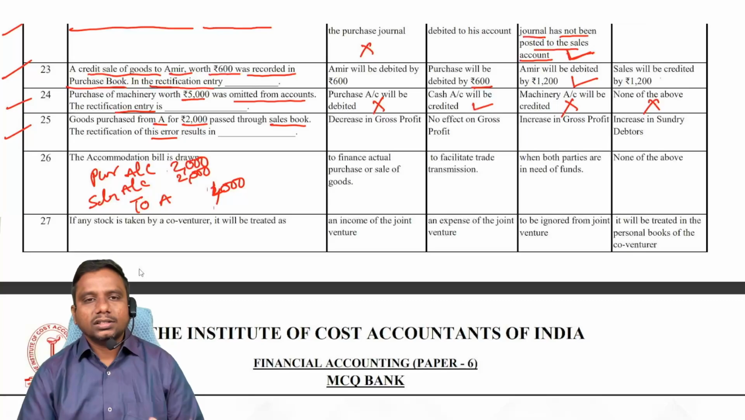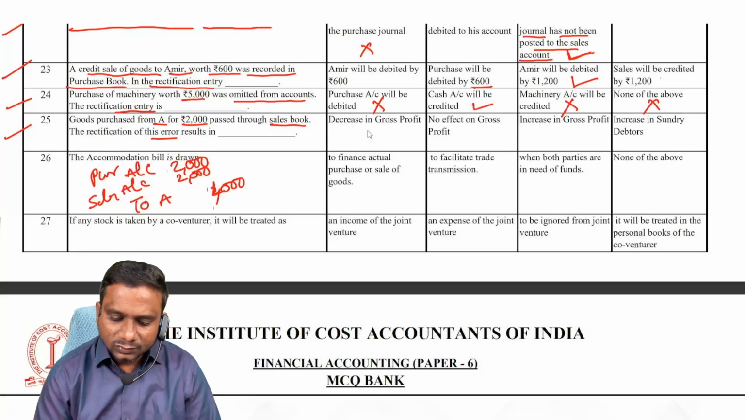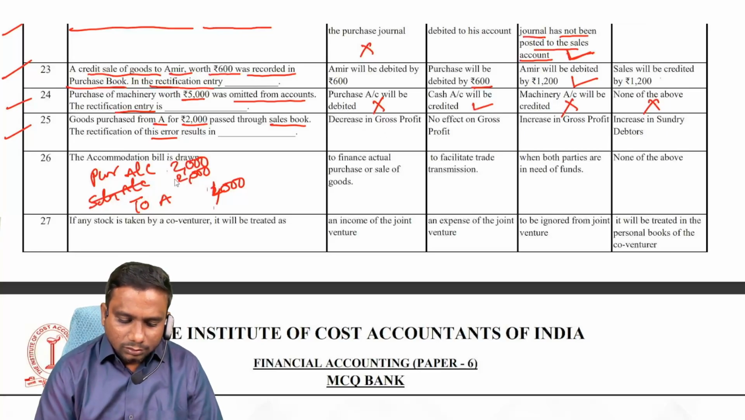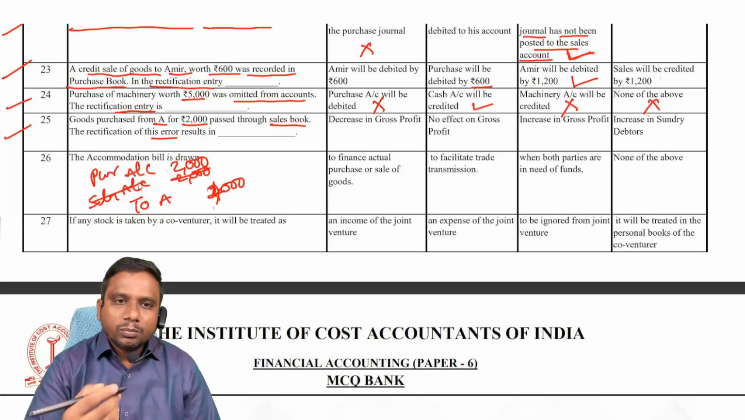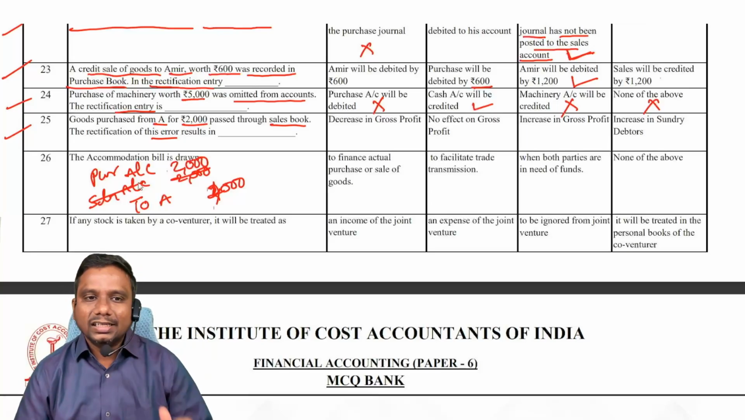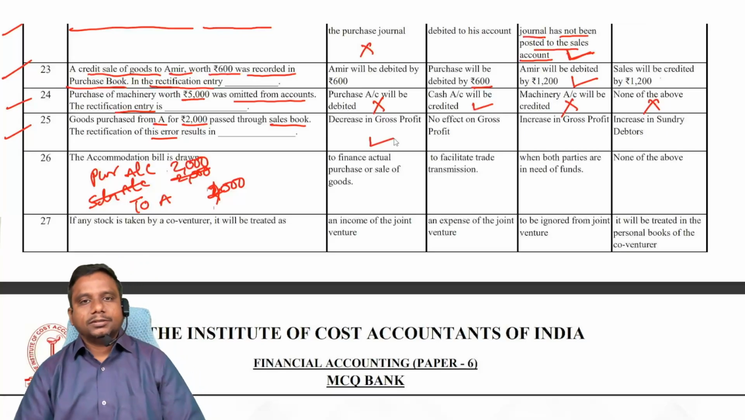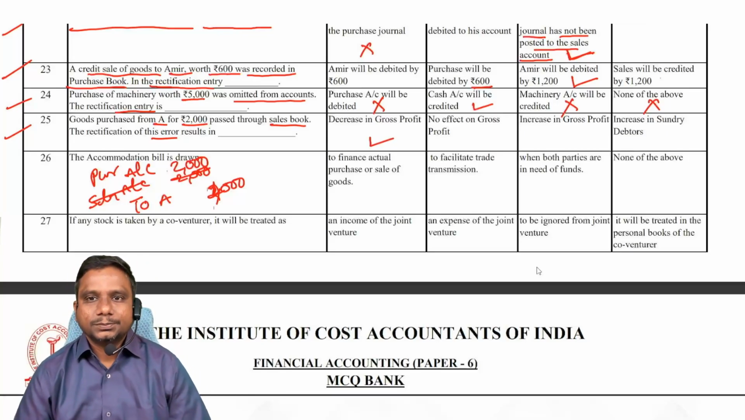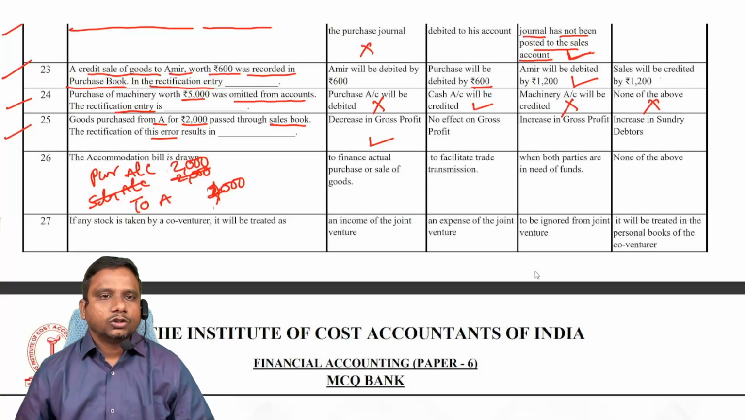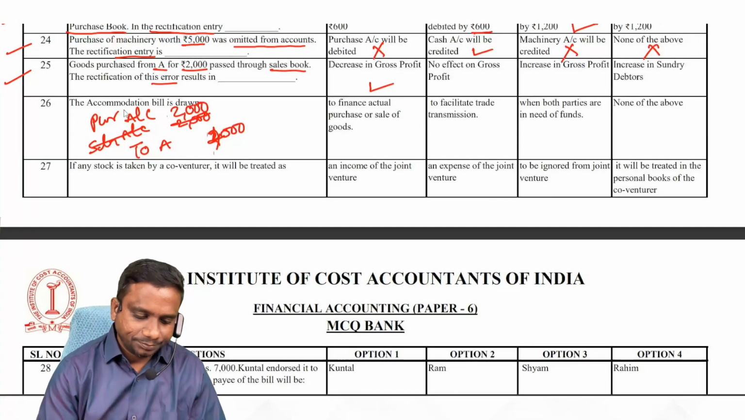But they are not asking for the rectification entry. What is the effect of this error in the books of accounts? Look at it. Earlier purchase account is debited. So purchase account debited means profit decreases. Gross profit decreases. So there is a decrease in gross profit. The gross profit decreases. Yes or no, students? Observe carefully. So here gross profit decreases. Yes or no, students?